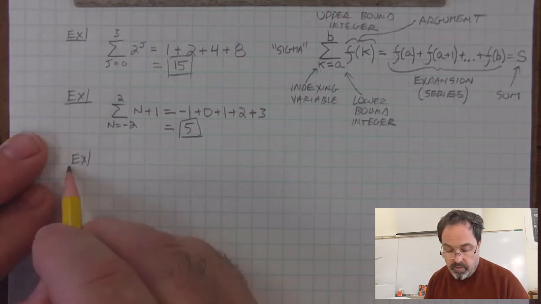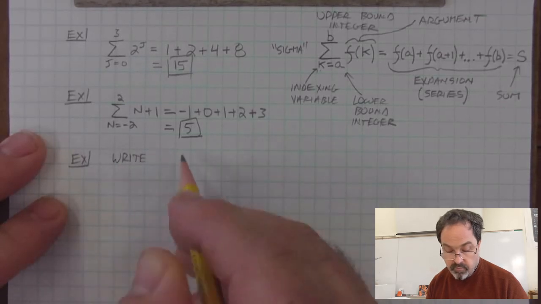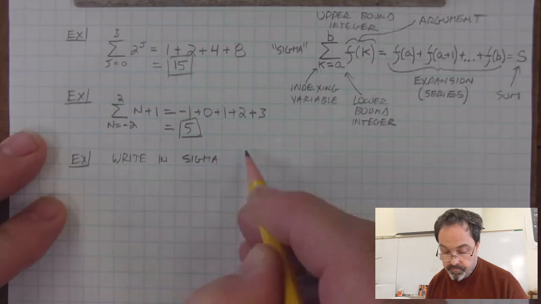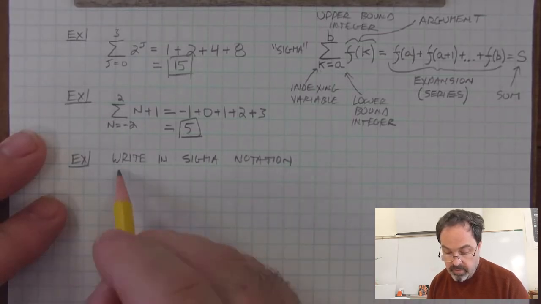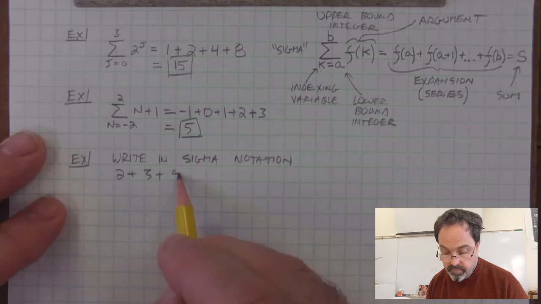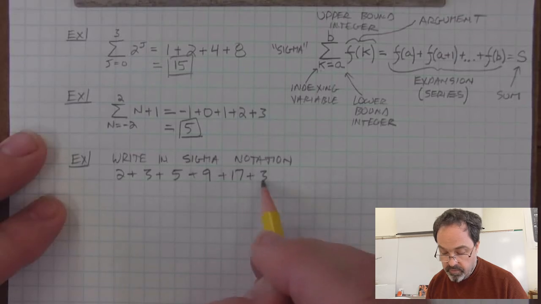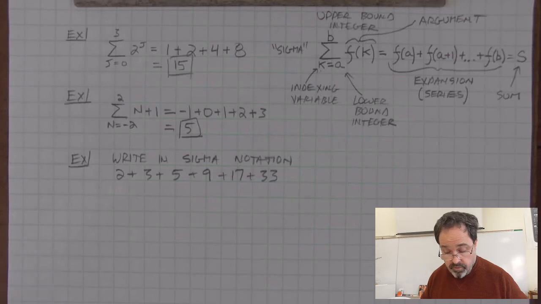One more example. In this case, it's going to start with the instruction to write a series in sigma notation. We're given the series 2 plus 3 plus 5 plus 9 plus 17 plus 33. And we're asked to turn it into sigma notation, so that the sigma notation stands for this series.